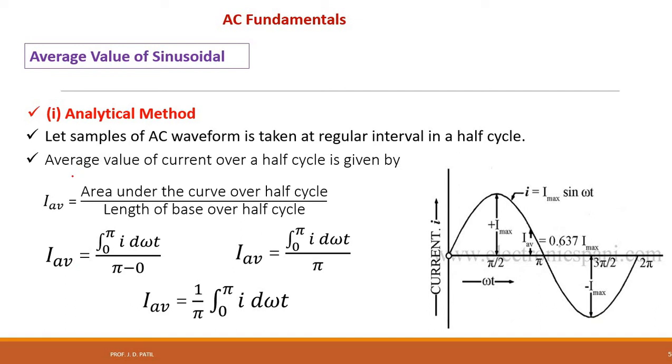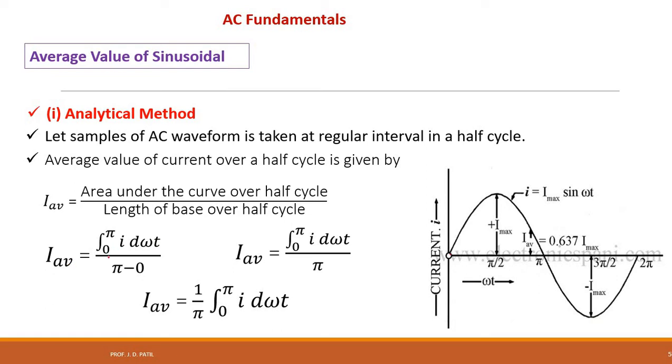Then we have to find the average value by the analytical method. In the analytical method we can find the average value by this equation: I average is equal to the area under the curve over a half cycle divided by the length of the base over a half cycle. Length of base means what? This is the base, that is 0 to pi time instant. So we have to consider this integration over 0 to pi, because we are considering this much area over the half cycle.